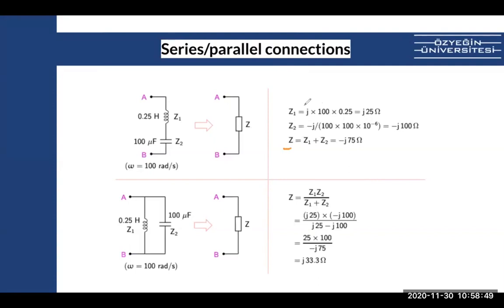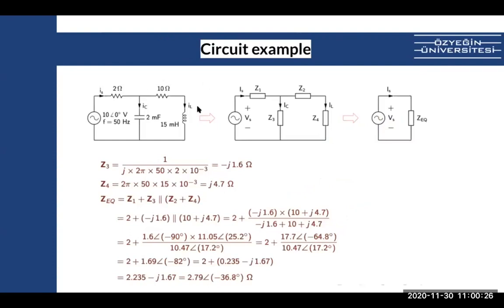the circuits. This will be the inductance impedance. This will be the capacitance impedance. So we sum them up, it's this, minus J75. Let's say they're in parallel, the same logic, you put the numbers and you find the equal impedance, okay? So there is a circuit example here.